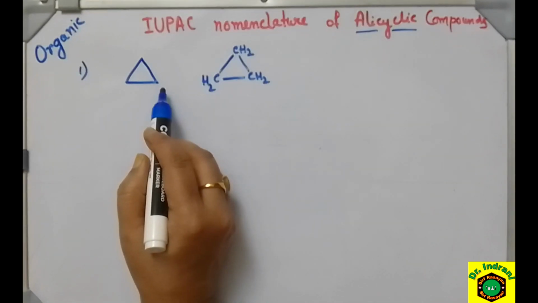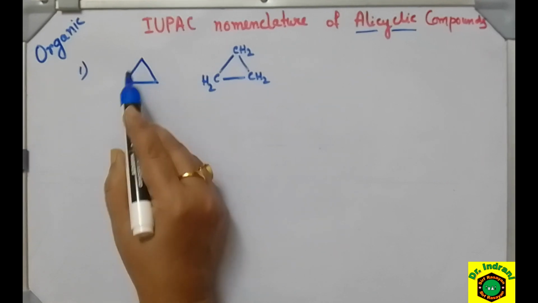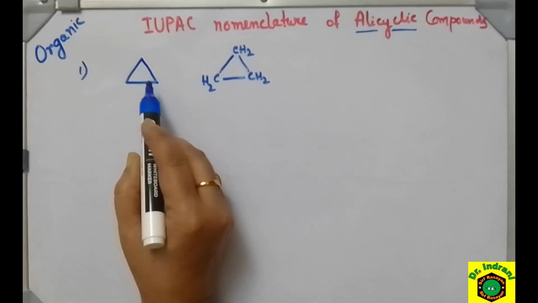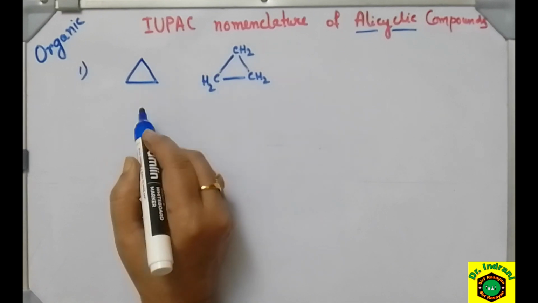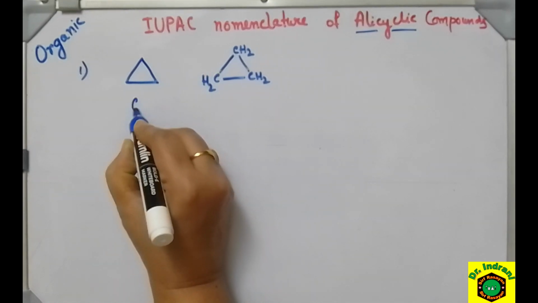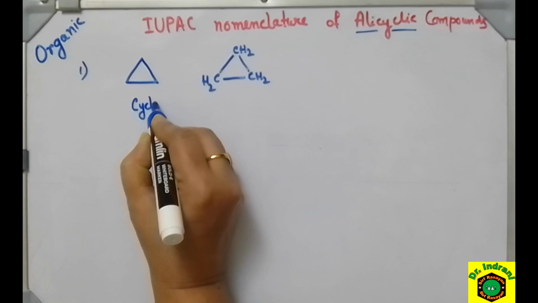So how we have to do naming here? So 3-membered ring means 3 carbon atoms are there. So here its name is cyclo, means cyclic structure, propane.